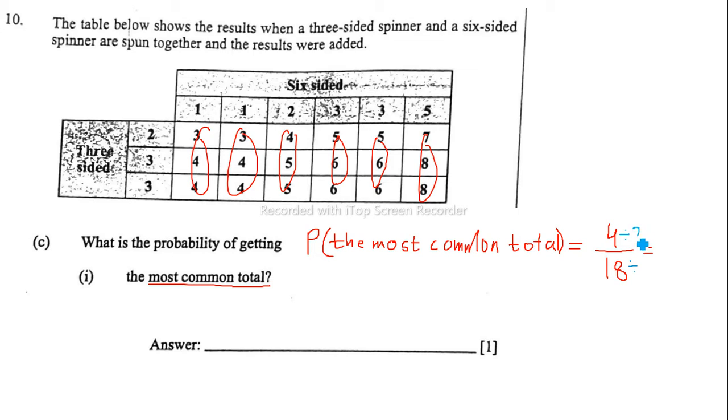All right, Miss Cooper, we already reduced a long time ago, right? So 4 divided by 2 is what? 2. And 18 divided by 2 is 9. And so the probability of getting the most common total is 2 over 9. 2 over 9. Very good.